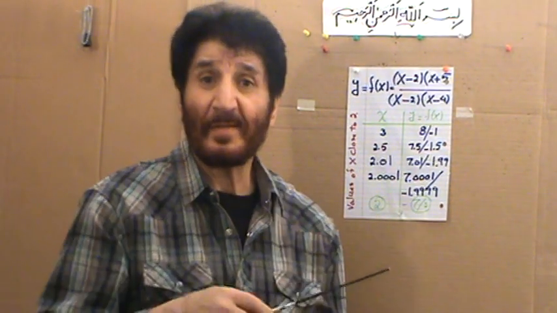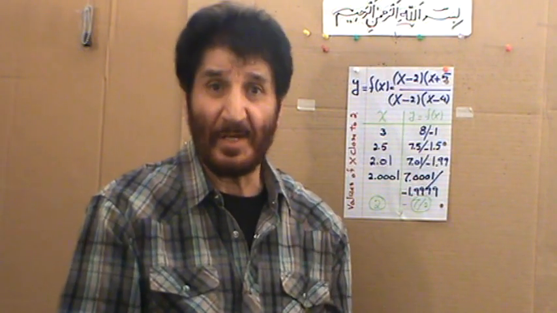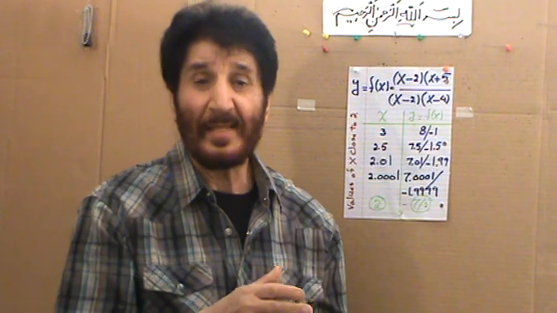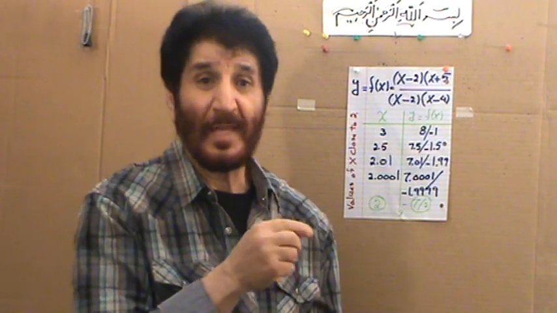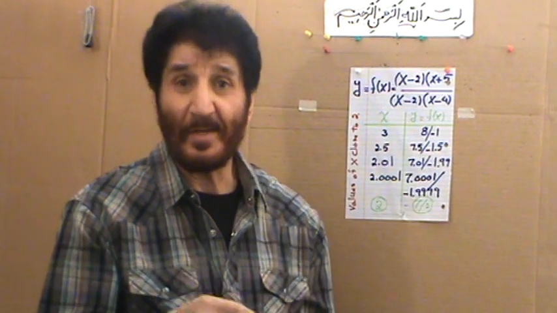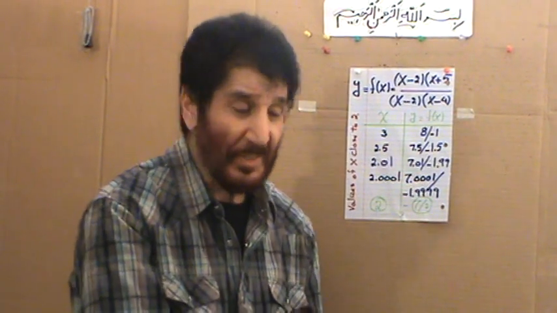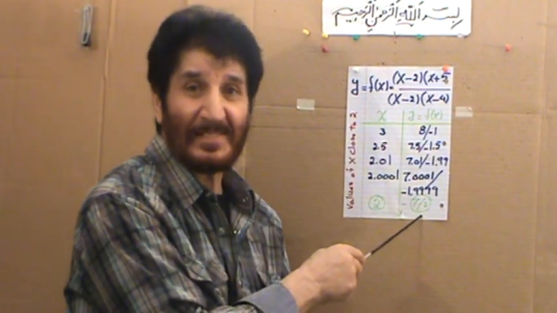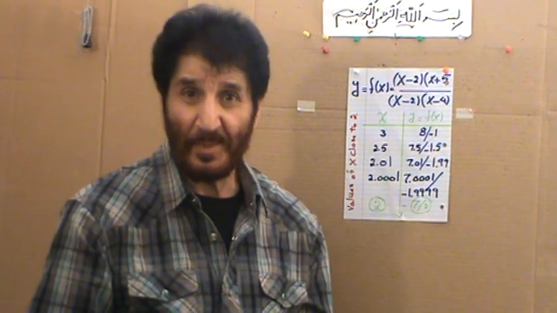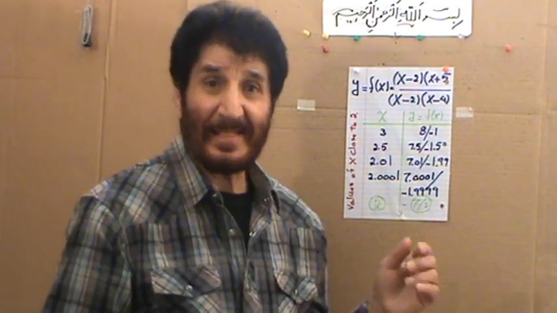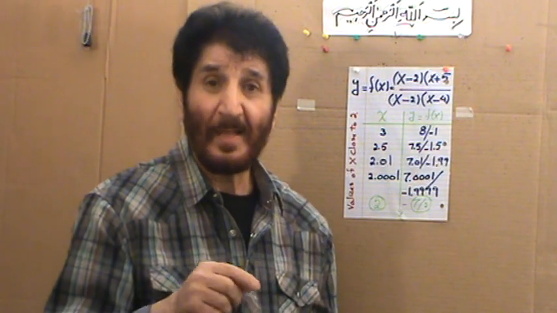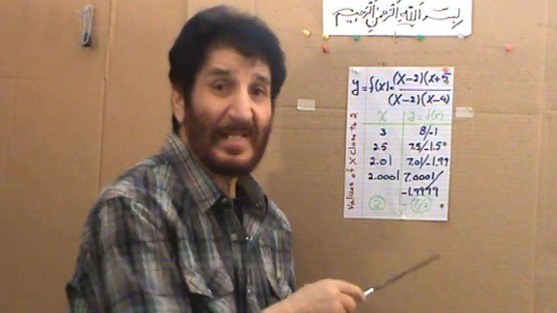Now again, I repeat myself, as homework, I ask a student to do a similar chart like that, but approach 2 from the left-hand side, which means we start from, let's say, 1, then 1.5, then 1.9, then 1.999, and so on and so forth, and then see what number you are approaching. That ends up approaching exactly the same number, negative 7 over 2. So at 2, the limit of the value of the function will be negative 7 over 2.